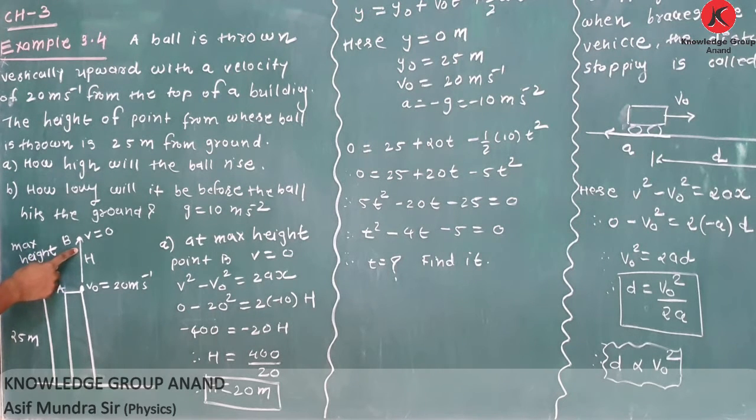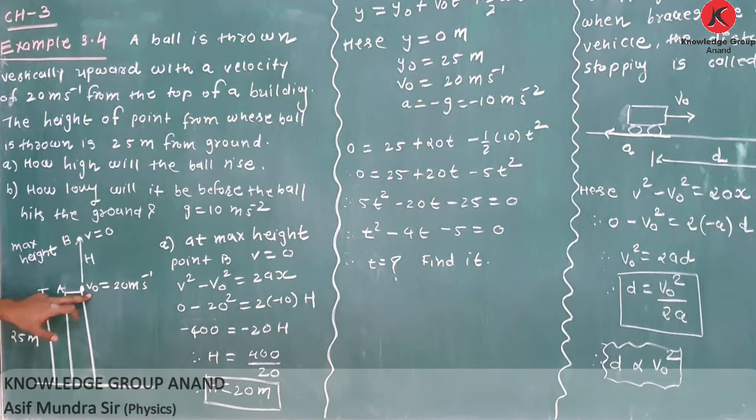What is your first question? How high will the ball rise? Suppose the ball is rising up to maximum height, up to point B. And we know that at maximum height, its velocity will be 0. Remember this point, okay? So when the ball is thrown from point A with velocity v0 equal to 20 meters per second, at maximum height, after traveling distance h at point B, its velocity will be 0.